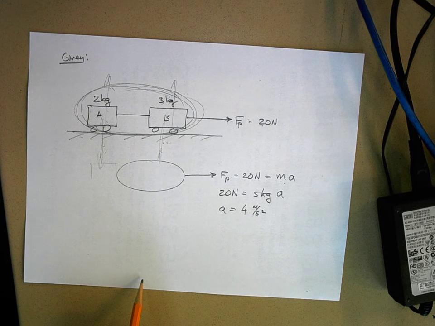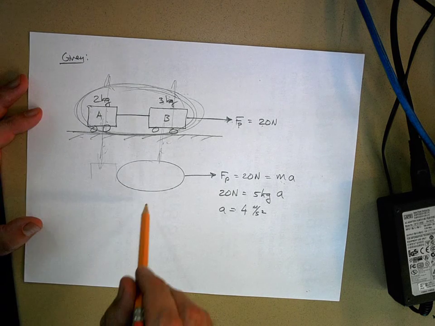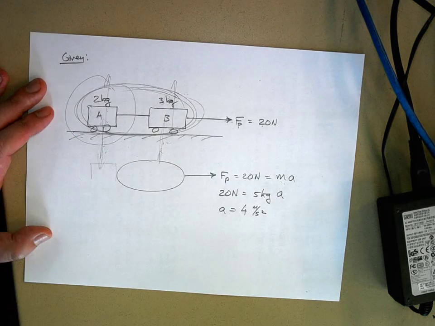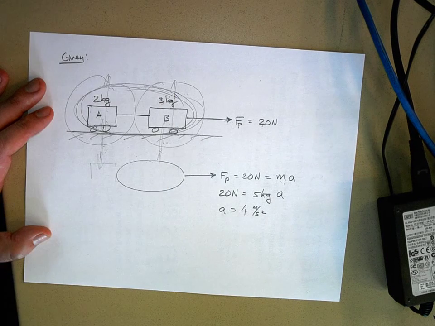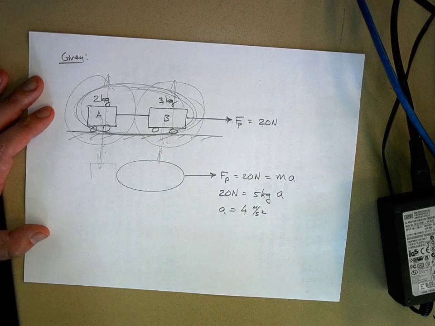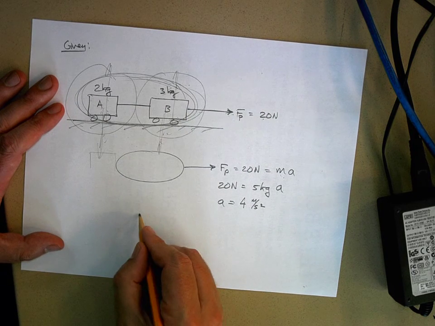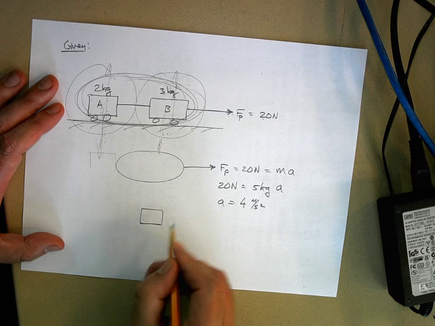Now, here's the part, and even those of you that have had regular physics before, focus right now, because this might be a little bit new to you. Now what I can do is draw a free body diagram of A all by itself and B all by itself. So let's do B. Here's B all by itself.